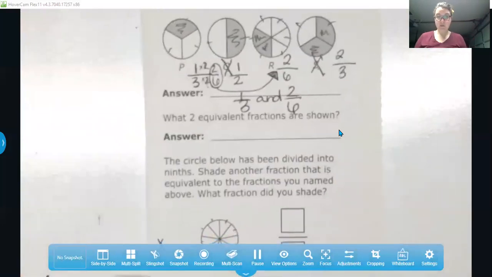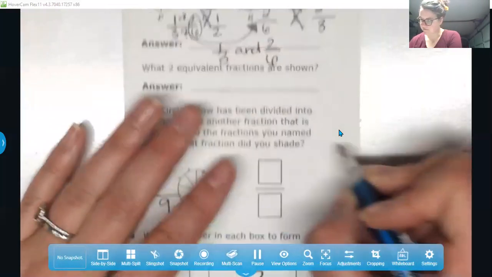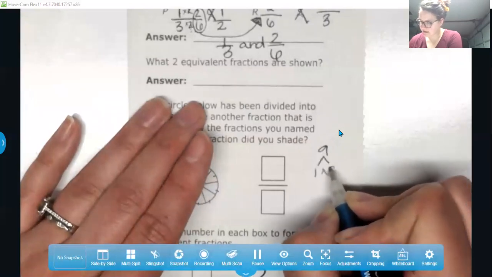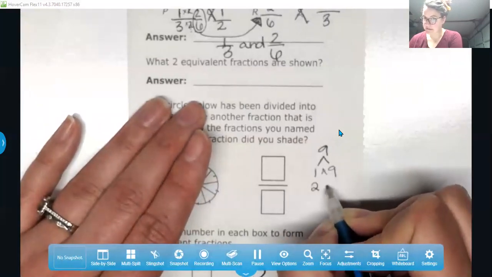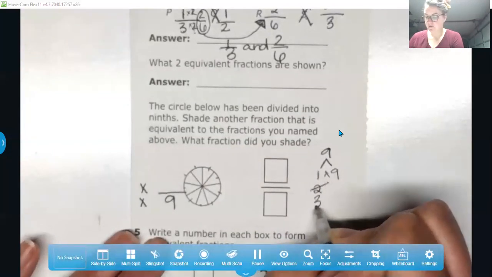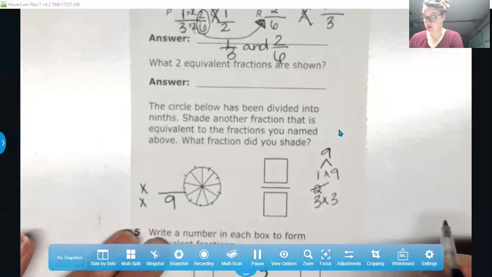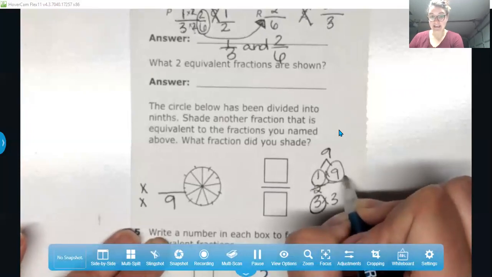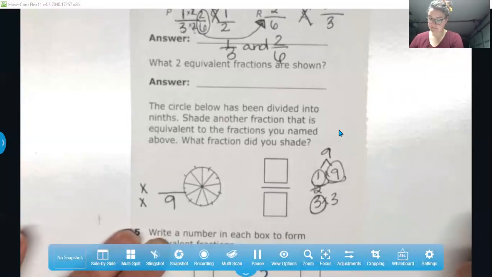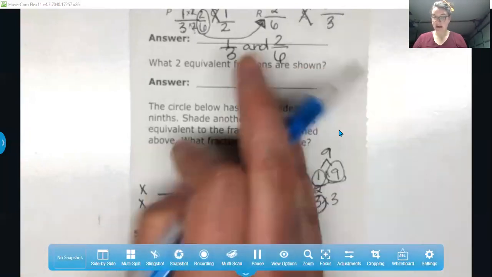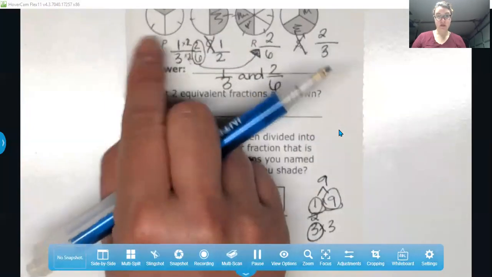So when I look at our factors of 9, I say 1 times 9, 2 times, there's nothing that can get 2, but 3 times 3 equals 9. So 3, 1, and 9 are my factors of 9. What fraction has 1, 3, or 9 up here? My only option is 1/3.